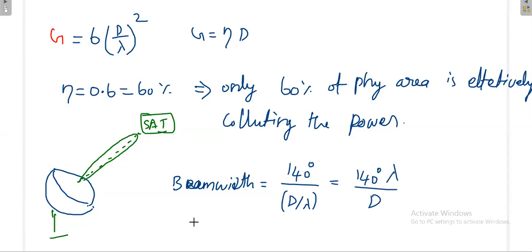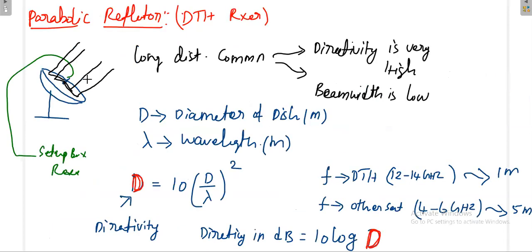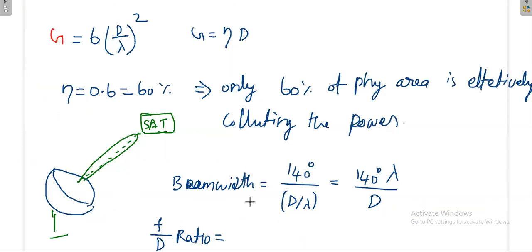Now one more ratio is there, the f by d ratio, focal length to diameter ratio, or simply they call it f by d ratio. Very rarely they ask this question, what is f by d ratio? F by d means: where is your focal point, and what is the diameter of the disk? That ratio is given by f by d. F by d is equal to, simply remember, 0.25 cot theta.